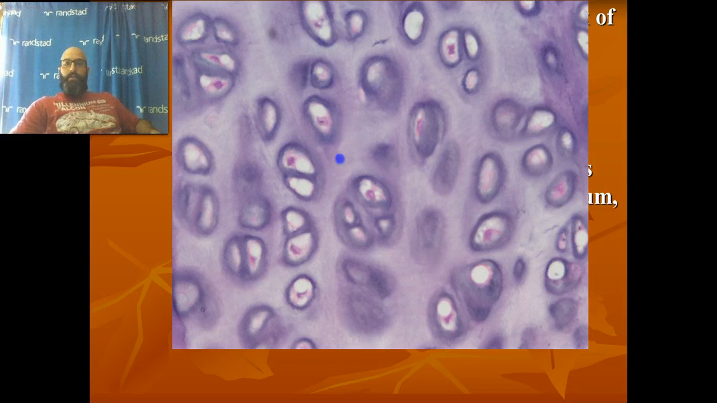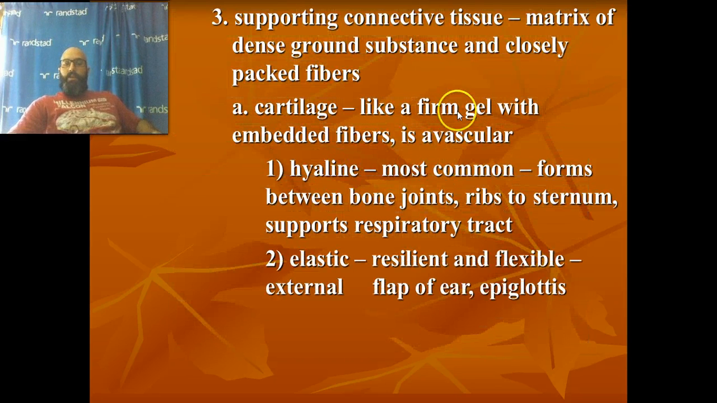That's a big thing about hyaline cartilage. Then you have what is called elastic cartilage. Elastic cartilage, just think about what it means to have the property of elasticity. Rubber bands are elastic, meaning you can stretch them, and when you release them, they go back to their original shape. This is what elastic cartilage does. It's very resilient, very flexible.